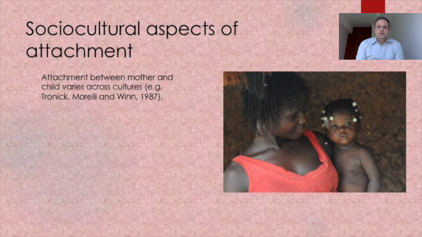One famous study by Tronick et al. in 1987 investigated how culture could affect attachment. They were anthropologists, so they went to Central Africa and lived with the Efé, an indigenous people in Central Africa, and they observed how they nurtured babies. They found that unlike many Western societies, the children spend much less time with their biological mothers, and the children were breastfed or nursed by all the women in the tribe.